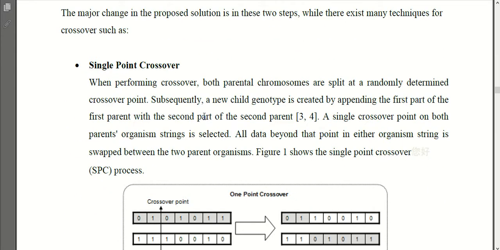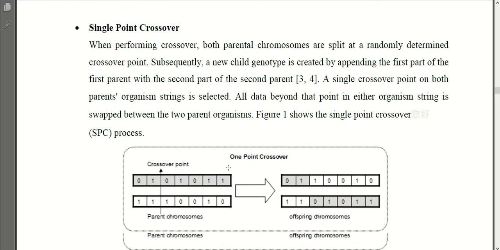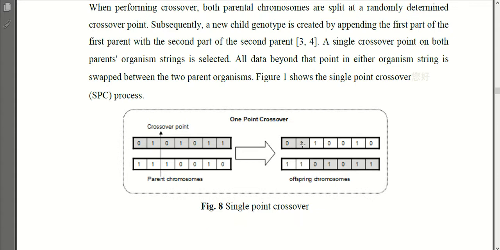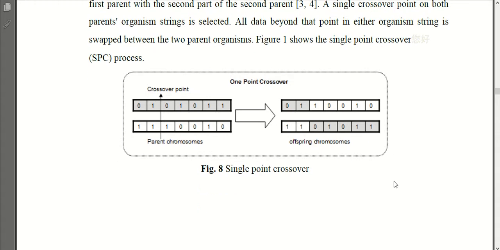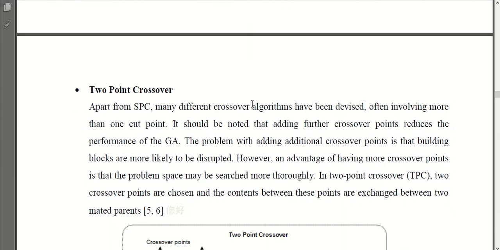Like there is the single point crossover. Single point crossover, as the name suggests, is that we take a point, the crossover point, as it is known, and then we put the bits of parent 1 up to that point and that of parent 2 after that. Here 0 and 1 of the first parent are put here, and 1 0 0 1 0 of the second parent is put here. This is the way of how we create children.